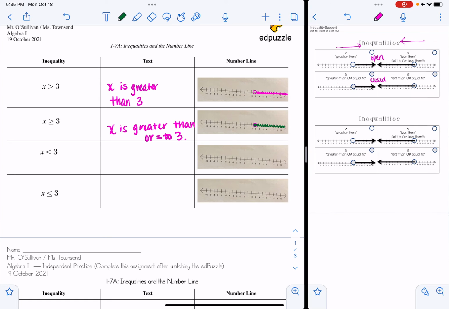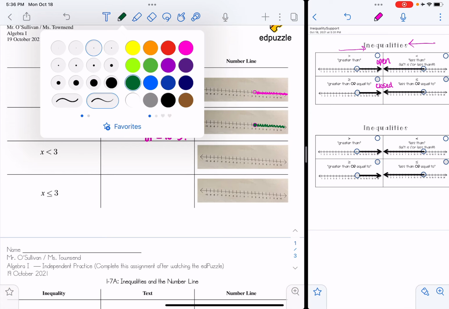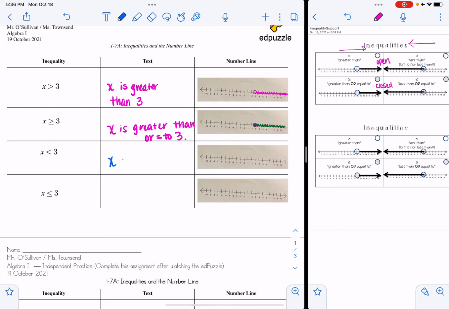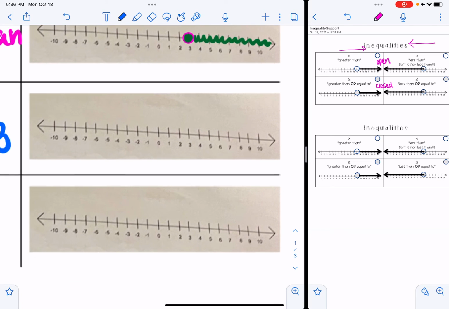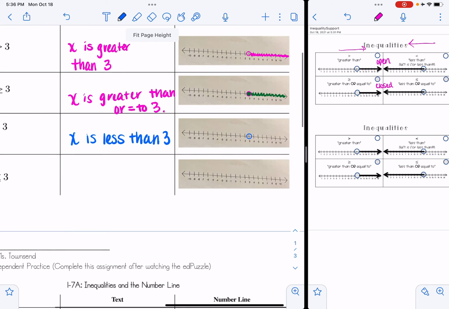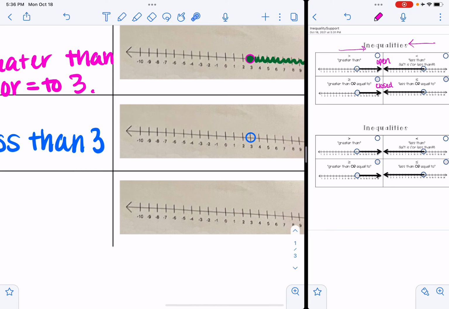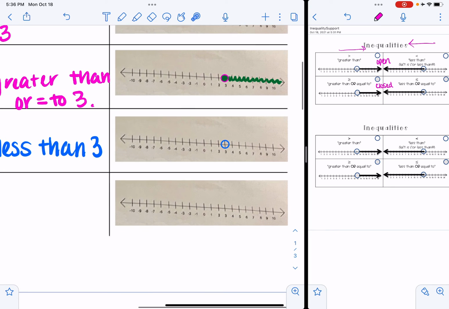Now the third one. How would I translate that? Very good. This is x is less than 3. So now I go to my number line, I put a point on 3, and ask myself, is this an open circle or a closed circle? Very good, this is an open circle. Now, am I going to shade to the left or to the right? Very good, I'm going to shade to the left. So I just do this, and I shade to the left.